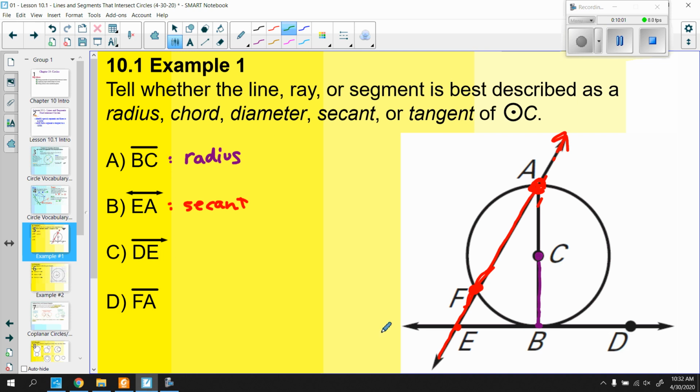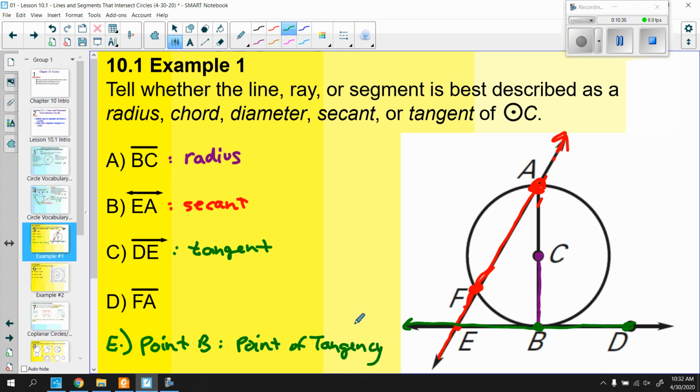Let's look at ray DE, starts right here and goes forever this way. So it's just a ray, but how many times is it intersecting the circle? One spot. So I would say this is a tangent. As a follow-up, if I wanted to be more specific, if one of my questions was what word best describes point B, I would say that is a point of tangency.